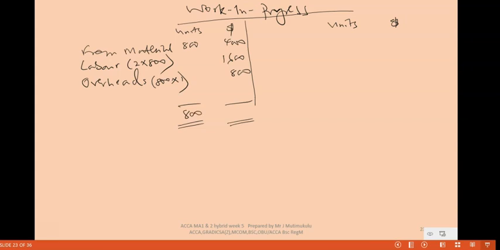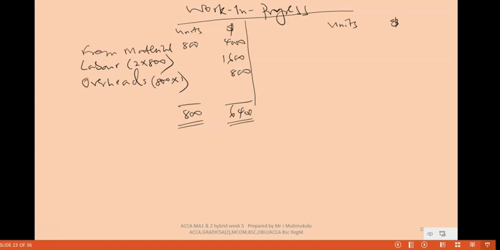So that's 800 units, and the total here should come up to 6.4. Okay, that's 6.4. Now on this side, we need to ask ourselves, are these items still in work in progress? If they are still in work in progress at the end of the period, then we are still going to close our account with the work in progress. The total of 6.4 would be the balance c/d for work in progress.